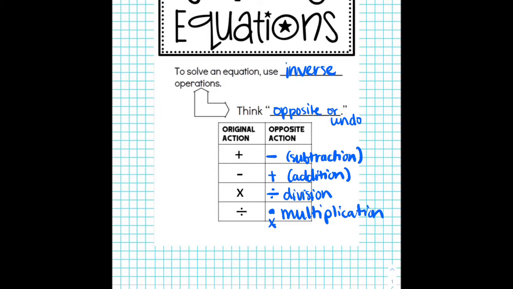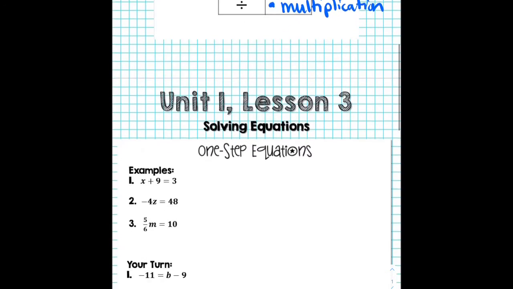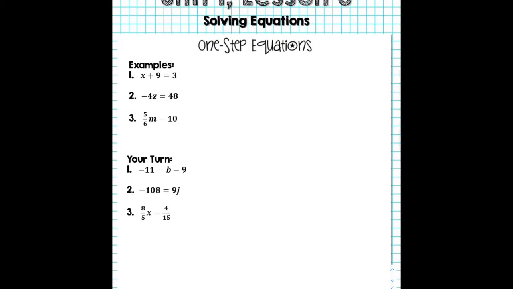So this little dot is the same thing as an X. Those both mean multiplication, okay? Now we're in algebra, so we're going to use this dot to show multiplication from now on because the X is going to be a variable, okay? All right, so one-step equations.